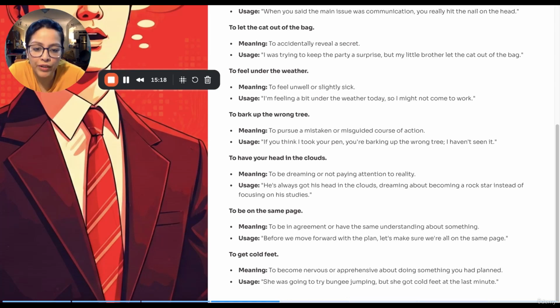Finally, to get cold feet, which means to become nervous or apprehensive about doing something you had planned. So this has been your plan initially, but now you're getting the jitters. She was going to try bungee jumping, but she got cold feet at the last minute.